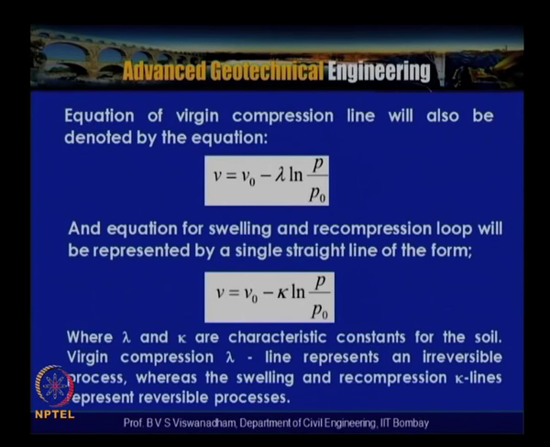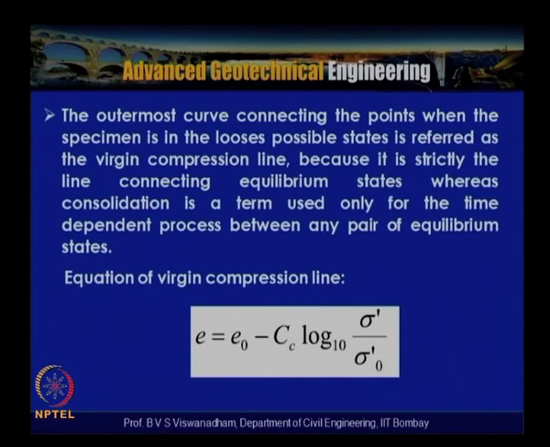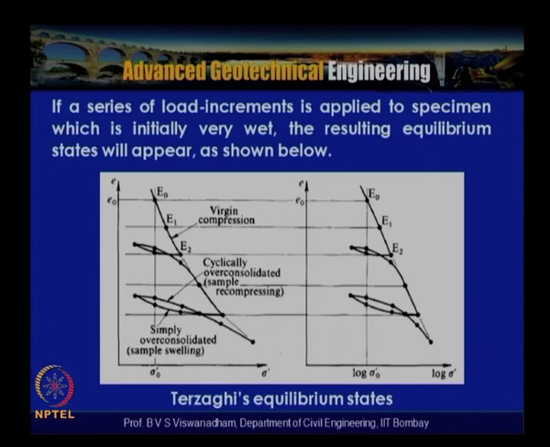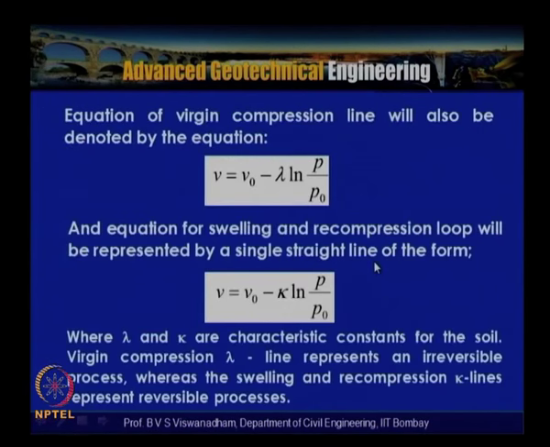So the lambda line represents the... when you plot this, the line is nothing but the lambda line. The lambda line represents the irreversible process because the soil is subjected to irrecoverable changes, and it is called an irreversible process, whereas the swelling and recompression kappa lines represent the reversible process.